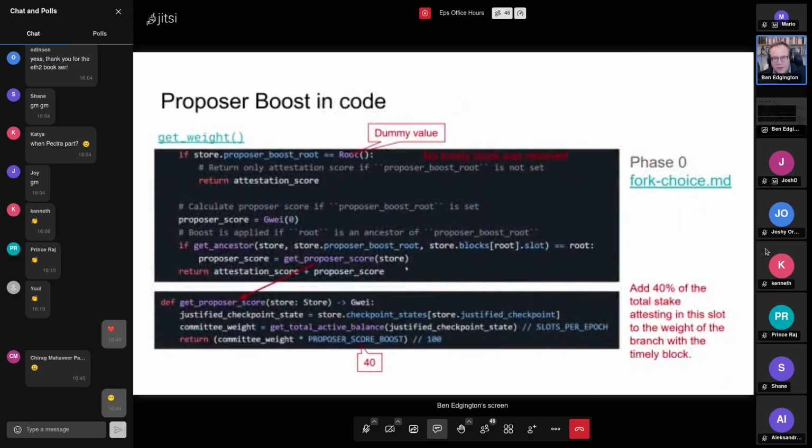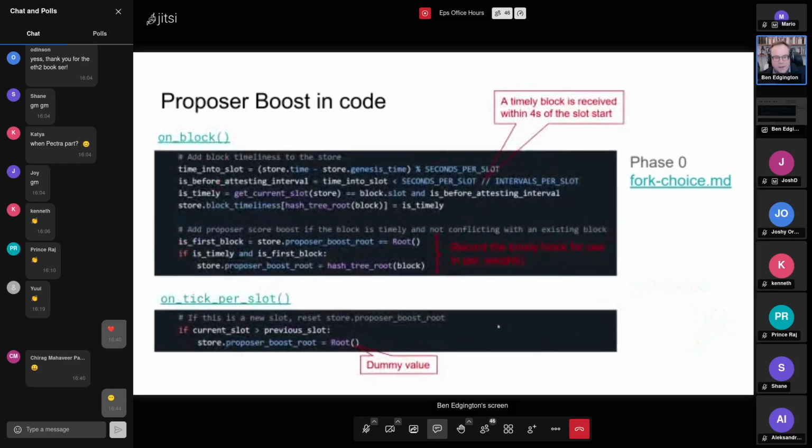And this is how it works in code. I'm going to skip this because time is pressing on, but it's handled in get weight and in get proposer score. This is where proposer boost is handled. Then you get this extra 40 points if the block was timely. And yeah, on tick resets that.